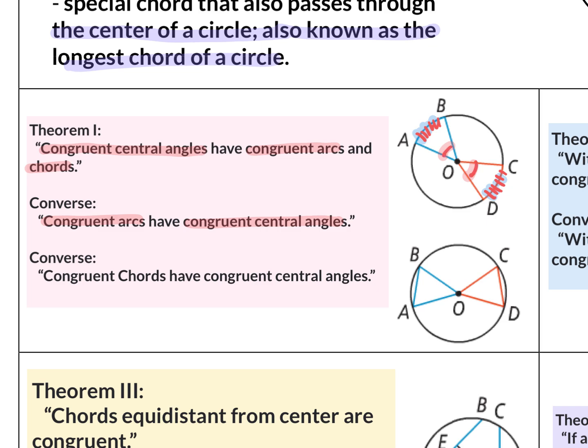Another thing I would like you to look at is the last converse: congruent chords have congruent central angles. If you look at this picture, it says congruent chords. Here we can see that these are congruent, which means they also have congruent central angles.